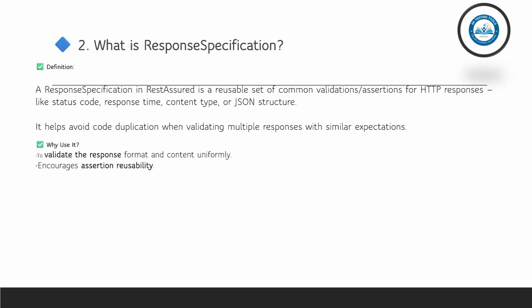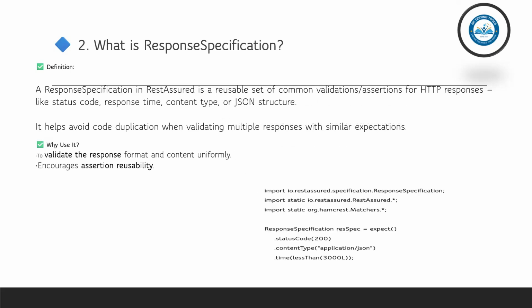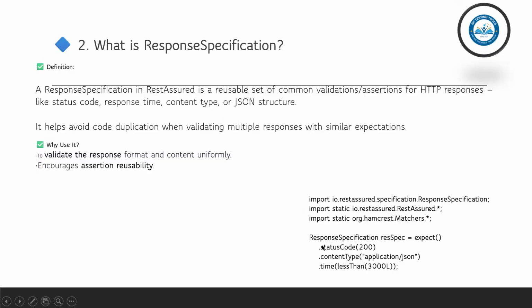And why do we use this? To validate the response format and content uniformly and encourage assertion reusability. So we don't need to add assertions every time in each test. You can define them only one time and use them across all your test scripts with the defined request or response specifications. We'll see this practically so that we can understand it easily. This is how the response specification object is going to look: expect().statusCode(200), content type application/json, and time less than 3000 milliseconds. Within 3 seconds, it has to be loaded.